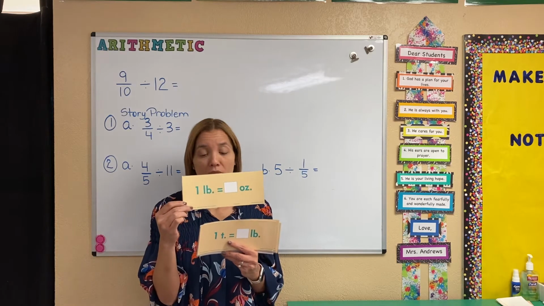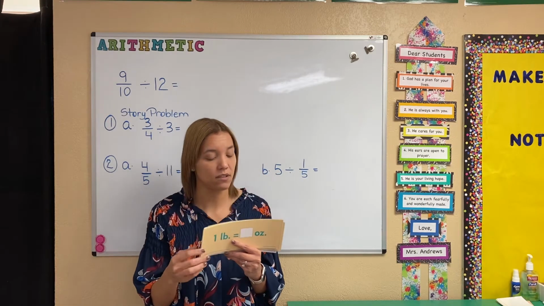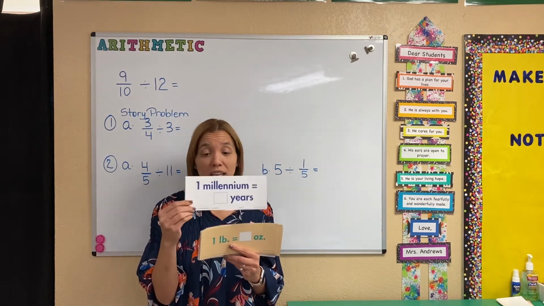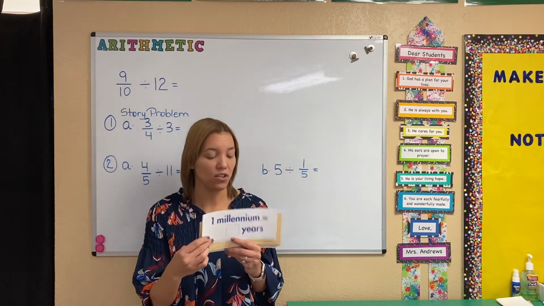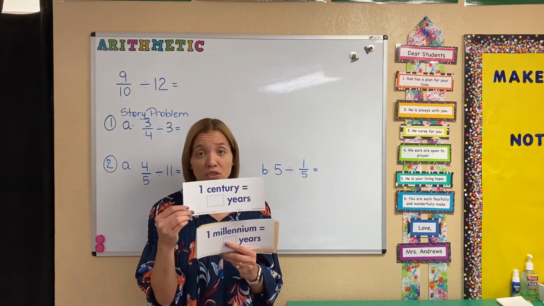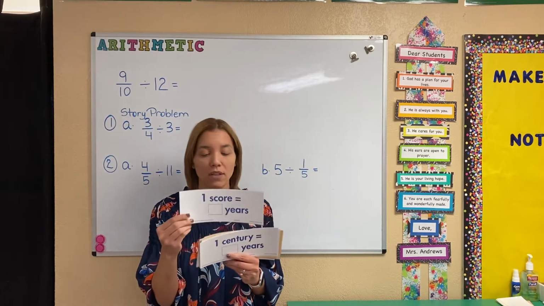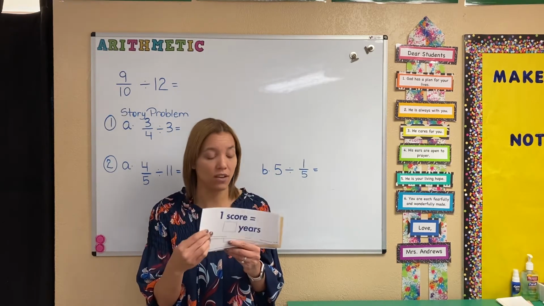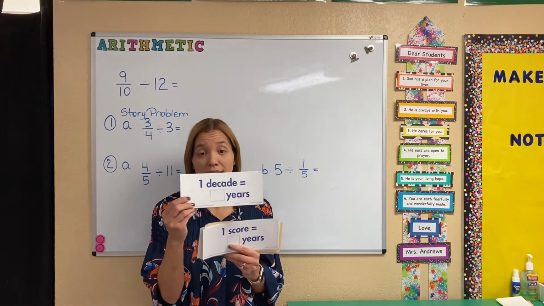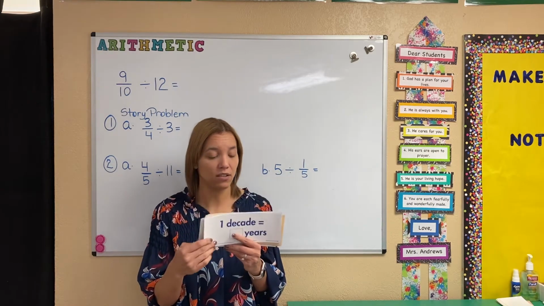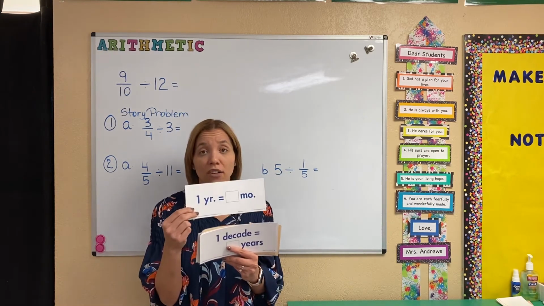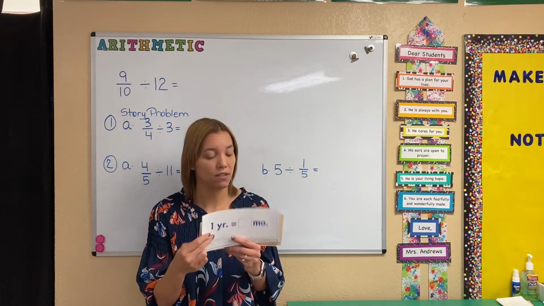1 pound equals 16 ounces. 1 millennium equals 1,000 years. 1 century equals 100 years. 1 score equals 20 years. 1 decade equals 10 years. 1 year equals 12 months.